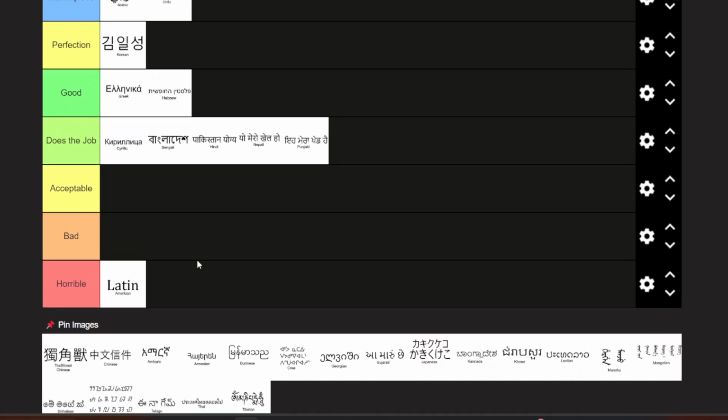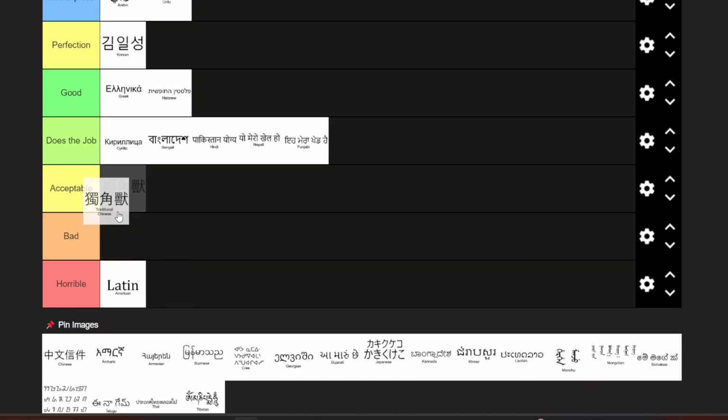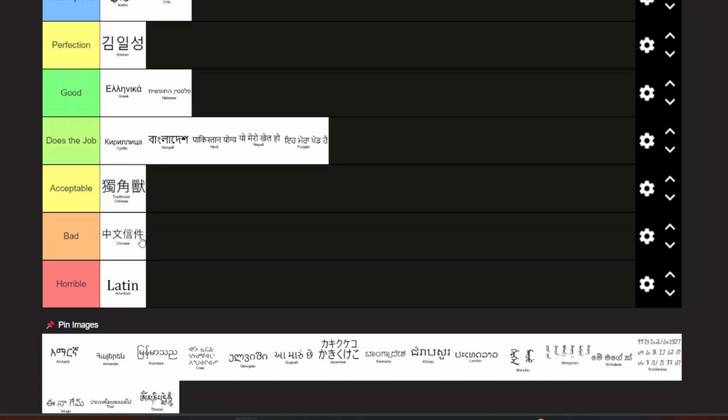Now Chinese. So there's traditional Chinese and simplified Chinese, and these ones look okay, but they're very complicated. You have to memorize how they are. They don't have anything in common. There's no letters, just writing, and for that it is quite complicated. I'm not really sure if it looks the best. It looks kind of cool, but I'll put it in acceptable. And simplified Chinese I put in bad. Like you have to go all the way. You can't just be simplifying all these letters.